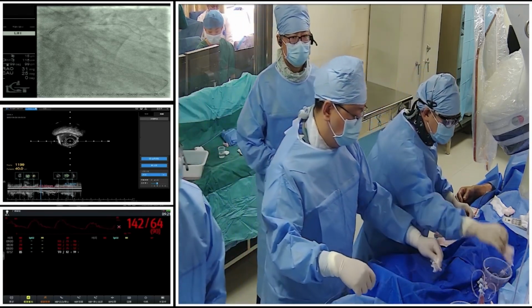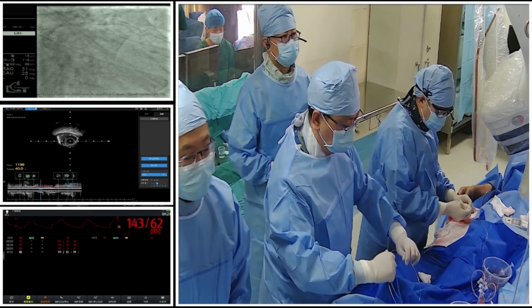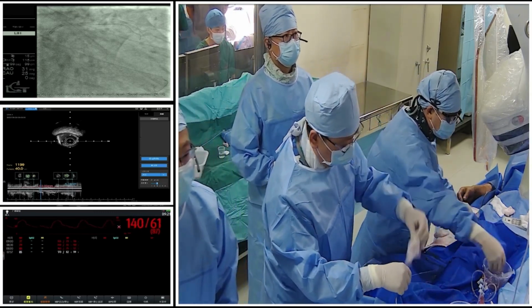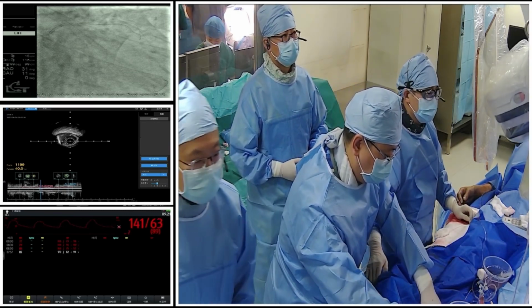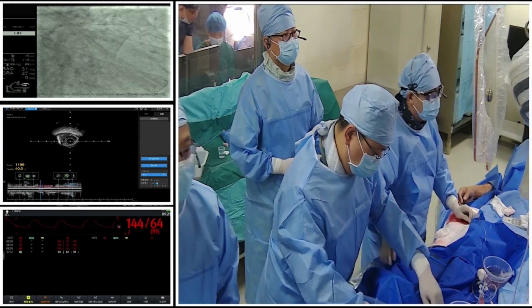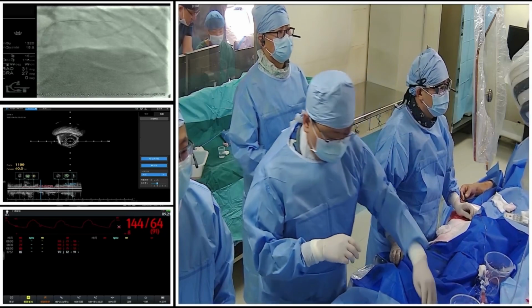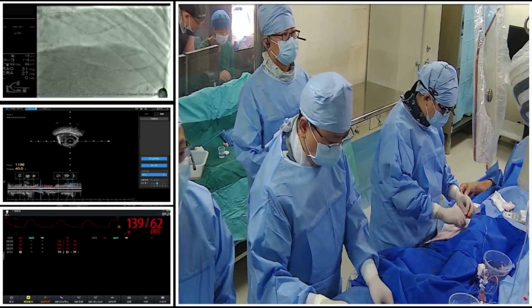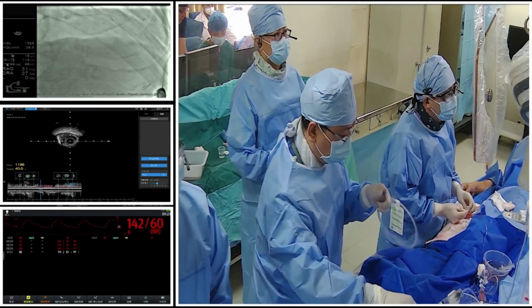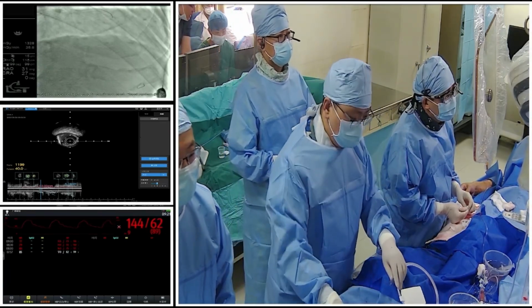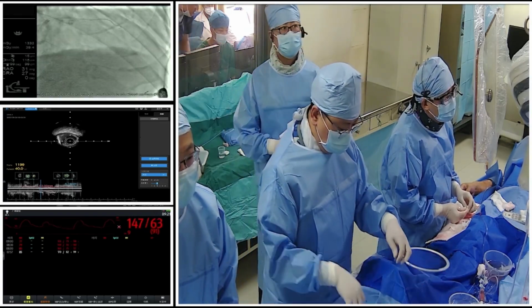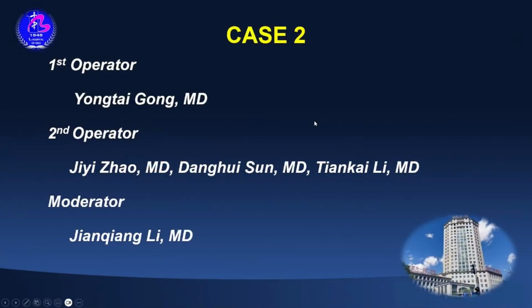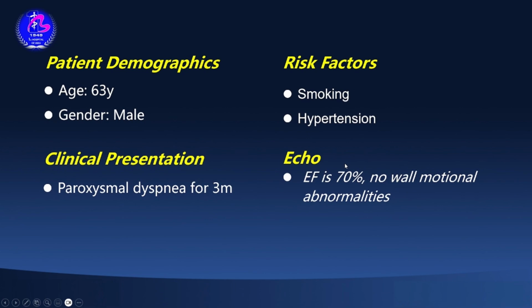Good morning, everyone. I'm Zhao Ji. Before the operation live broadcast, I would like to make a brief introduction about my patient first. This patient is a 63-year-old male whose chief complaint is paroxysmal dyspnea for 3 months. The main risk factors are smoking and hypertension. His echocardiogram showed an ejection fraction of 70% with no marginal abnormality.